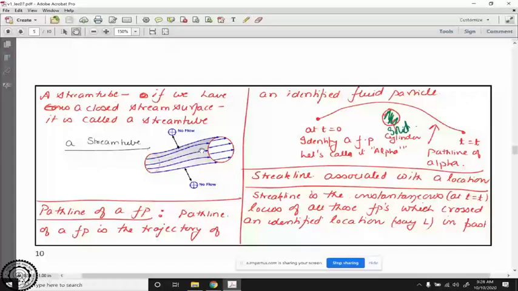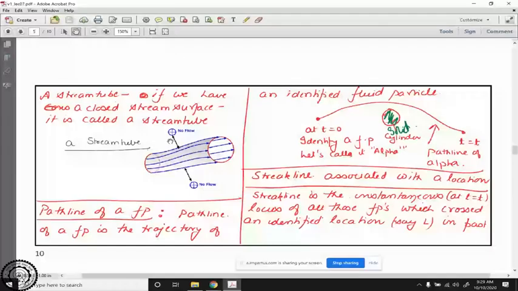Since a stream surface, or for that matter a stream tube, which is a closed stream surface, is actually made up of closely spaced streamlines, there cannot be any penetration through a stream surface. Penetration means fluid cannot pass through a stream surface. I hope you agree with me. Why is that so? Because stream surfaces are made up of streamlines, and streamlines by definition are along the tangent, along the local velocity vector.